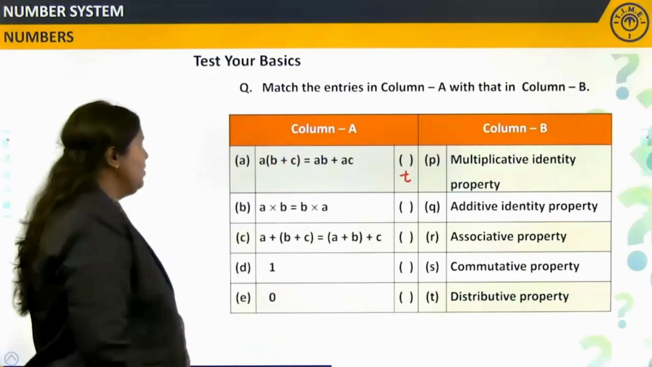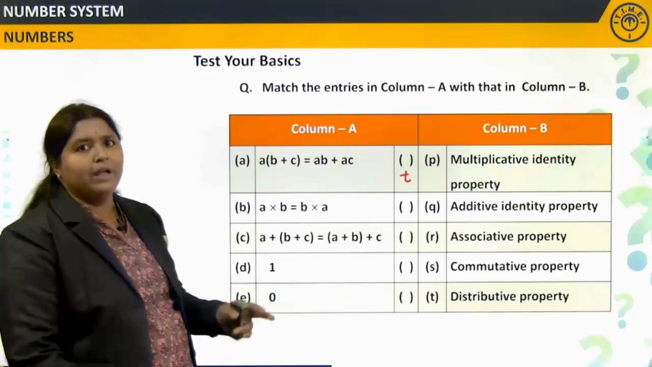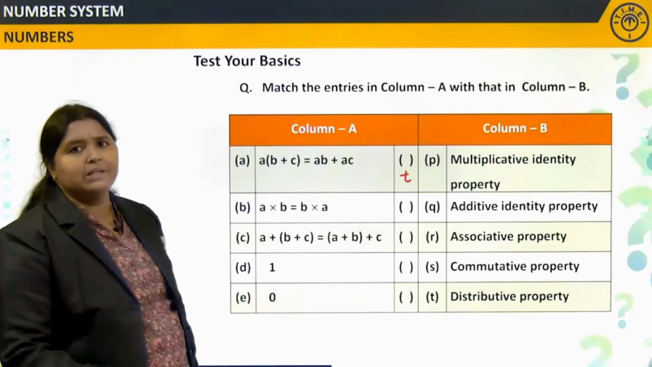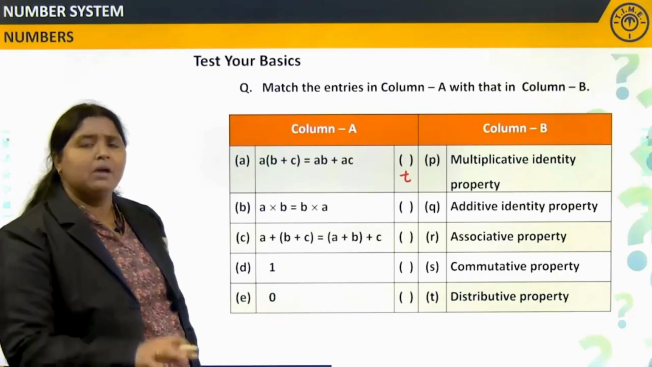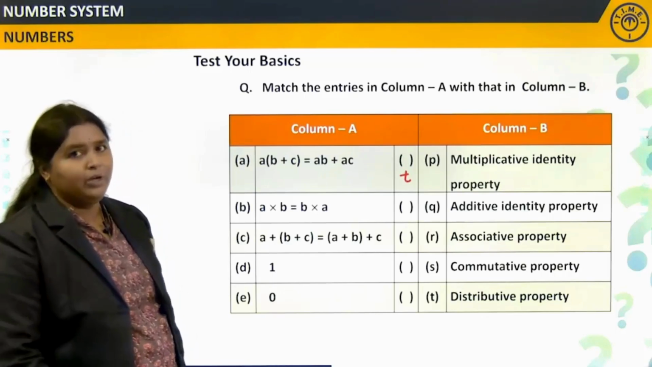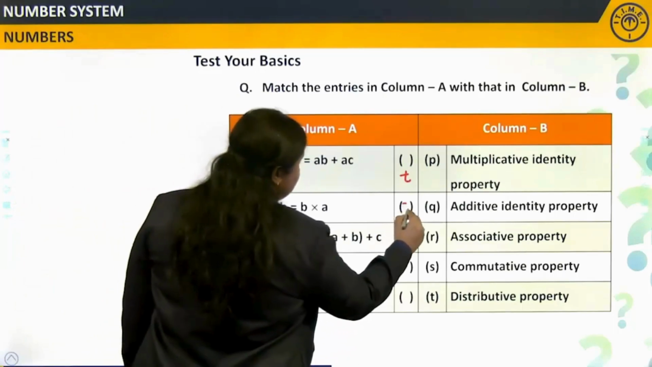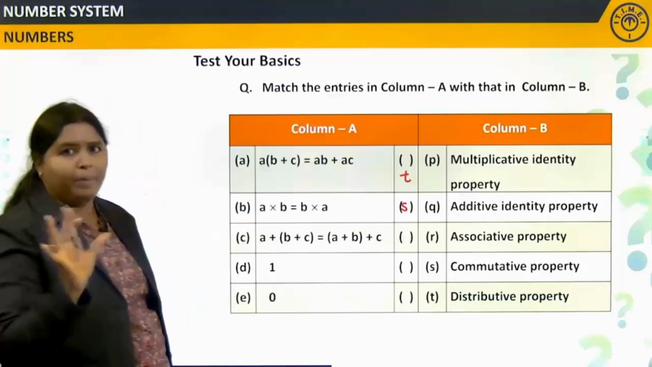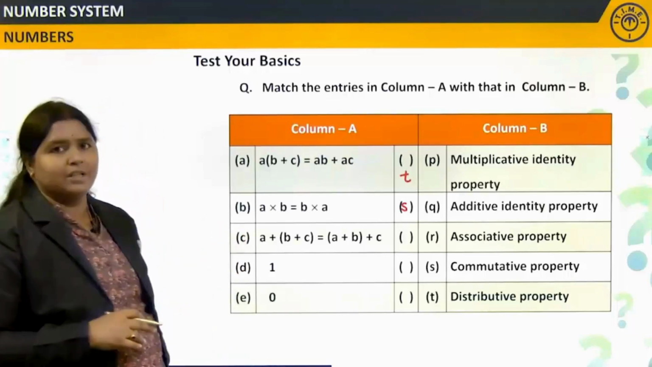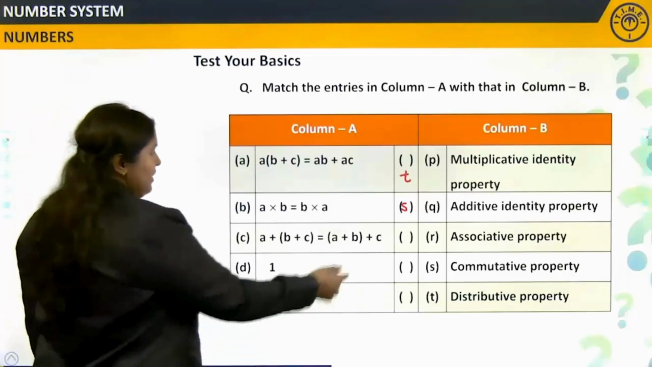Next, A into B is equal to B into A. Whichever order you take and multiply, the answer is going to be the same. For example, 3 into 4 is equal to 12. 4 into 3 is also 12. What property is that? Commutative property under multiplication. Where is it? Here it is. Yes. If you are thorough with the properties, you can answer this yourself. There is nothing to do. You should recognize and just write the correct answer here.